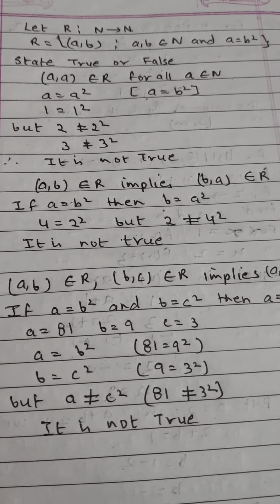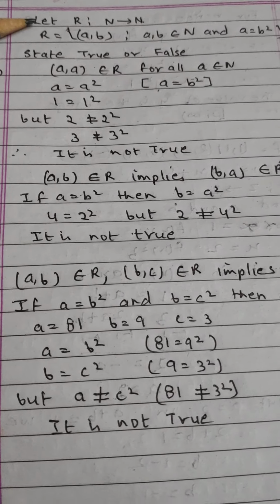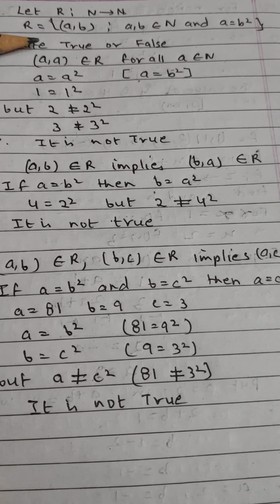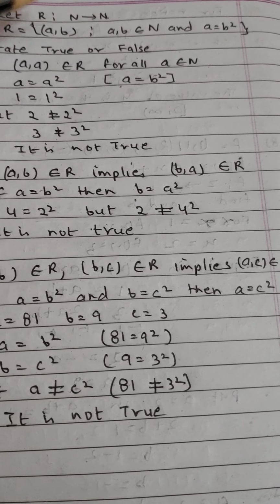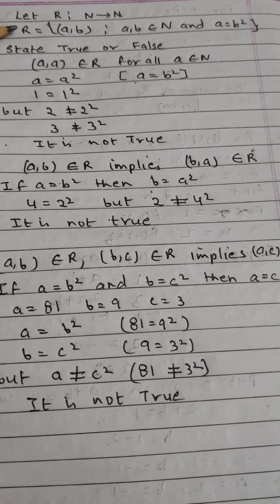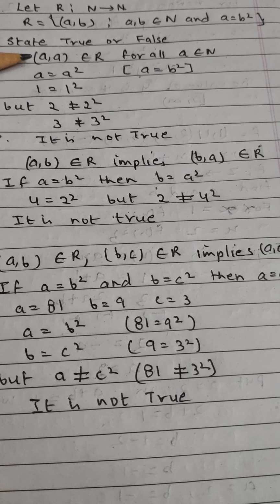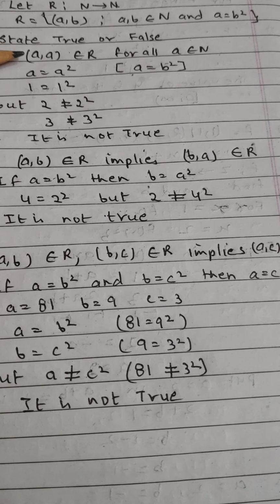Question number 9: let R be a relation from natural numbers to natural numbers, R is equal to {(a, b): a, b belong to natural numbers and a is equal to b square} is the relation given. We have to state true or false: a belongs to R for all a belonging to N.